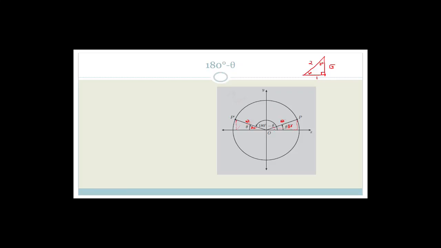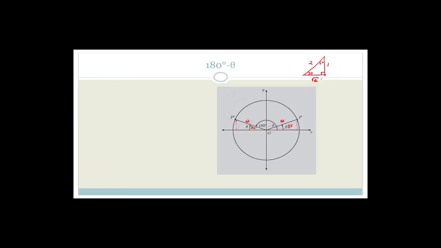So if this angle here is 30 degrees and that is 2, let's make this a little bit easier for us. I'm going to change this, just to make it easier. This is the 30, okay, and this is the 60. Then this would be 1 and this would be root 3.